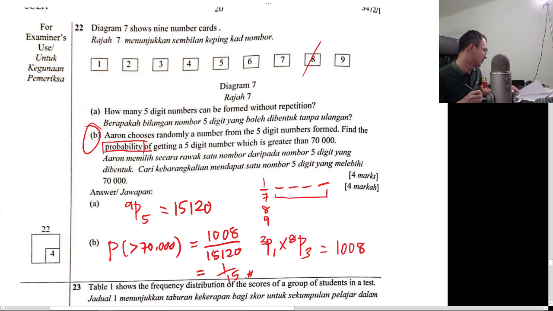And I hope my answer is correct. Oh, my answer is wrong? How come? Oh, sorry. This is 8P4, because you have 4 places, right? It's not 3, because here you have 1, 2, 3, 4. Yeah, it should be 8P4. Make sure you don't make the careless mistake like what I did here. So this one will be 5040. So you divide, you should get 1/3.